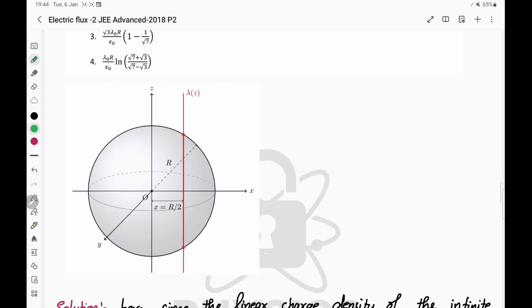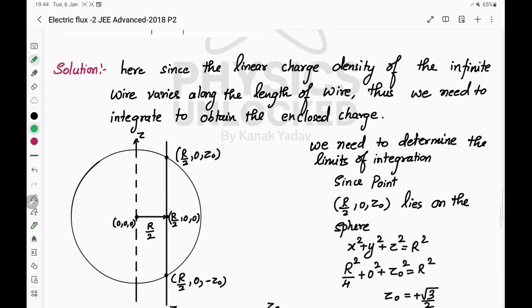So I have included the diagram for this particular question for the benefit of students. We can see the red line is the non-uniform linear charge, an infinite line charge, and it is at a distance of r by 2. It's parallel to the z-axis, and now we need to solve the question. Since the linear charge density of the infinite wire varies along the length of the wire, we need to integrate in order to obtain the charge enclosed.